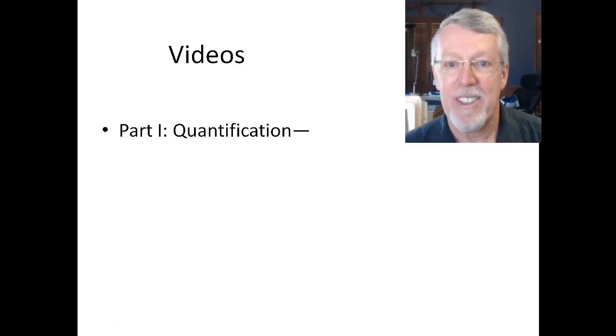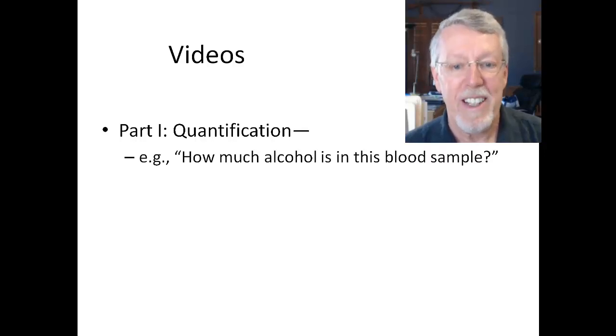There are three videos. Each of them is focused on a different task that forensic scientists perform. Video 1, part 1, is on quantification. So when forensic scientists try to determine the quantity of something, for example, how much alcohol is in this blood sample, that task often requires an assessment of statistics and probabilities. We'll talk about that in part 1.